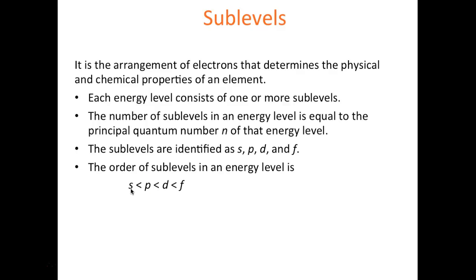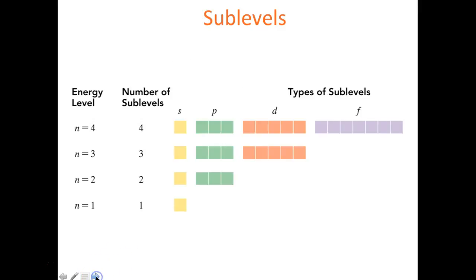So n equals 1 has 1 sublevel. N equals 2 has the S and the P. N equals 3 has S, P, and D, 3 sublevels. N equals 4 has S, P, D, and F, 4 sublevels. Okay. So you can see that n equals 1 has 1 sublevel, S, and then 1 orbital, which is also S.